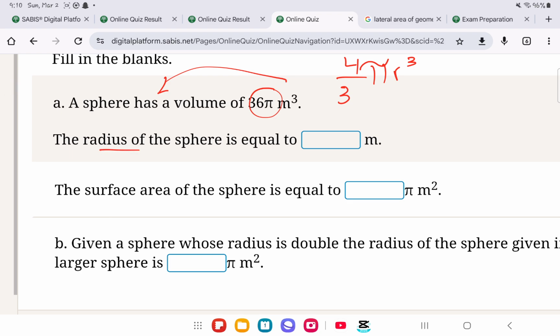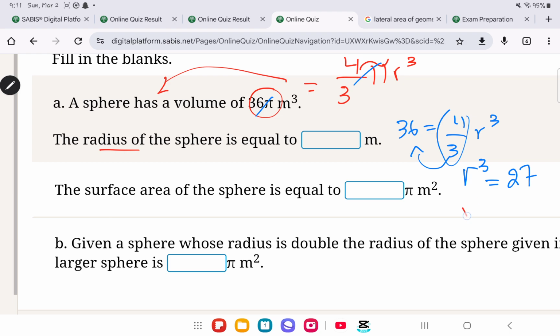We know that the volume is 36 pi, and the volume of any sphere is 4 over 3 pi r to the power of 3. So if you make them equal to each other, you will be able to find the value of r. Okay? So cancel pi and pi. Now you have 36 is equal to 4 over 3 r to the power of 3. Move this to the other side. You are then going to get that r to the power of 3 is equal to 27.